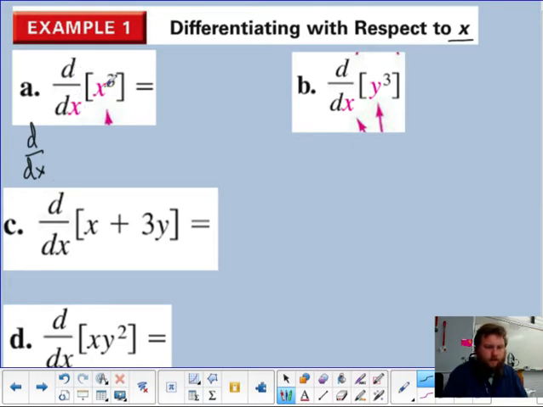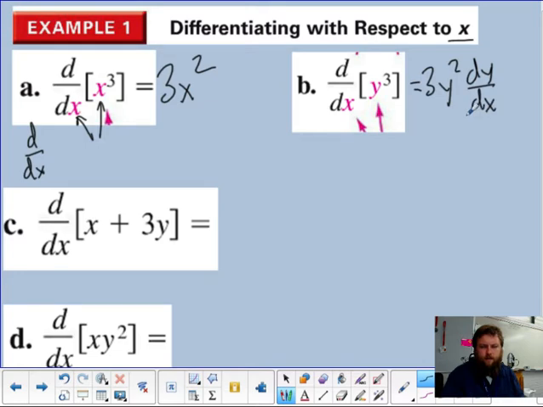So d of dx, the derivative of x cubed. Notice that these two variables right here are the same variable. If they're the same, we can just straight up differentiate that, and that becomes 3x squared. Now, in example B, the derivative d dx of y cubed, x and y are different variables. They don't match. So you treat it kind of like the chain rule. The derivative is going to be 3y squared, but then times the derivative of y, which we're going to represent as dy dx. So it's basically the chain rule right there.